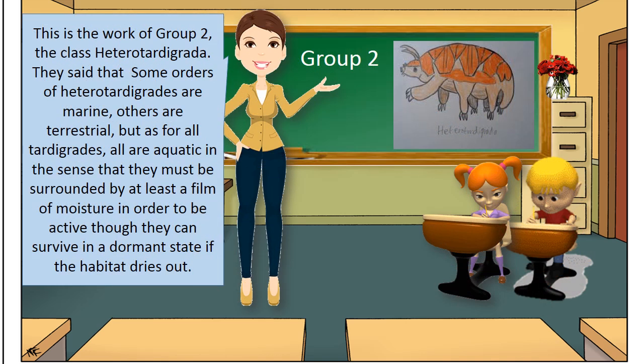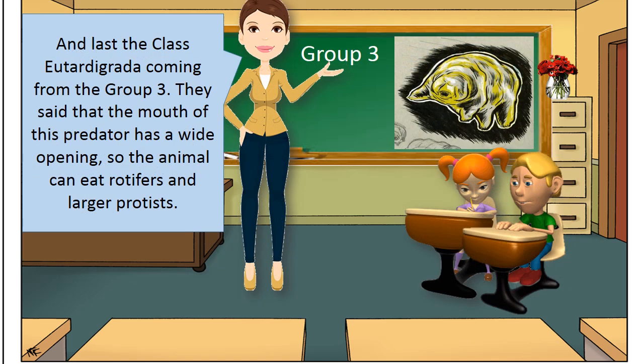This is the work of Group 2. The class Heterotardigrada. They said that some orders of heterotardigrades are marine, others are terrestrial. But as for all tardigrades, all are aquatic in the sense that they must be surrounded by at least a film of moisture in order to be active, though they can survive in a dormant state if the habitat dries out.